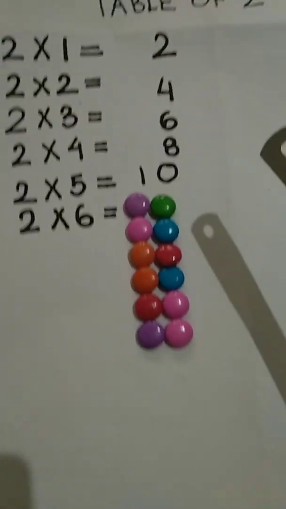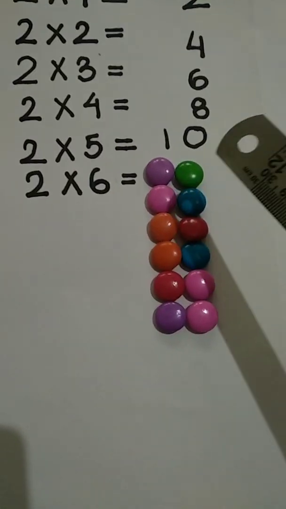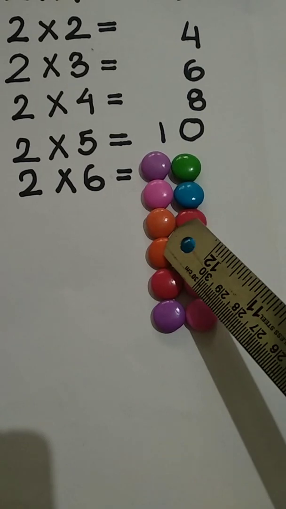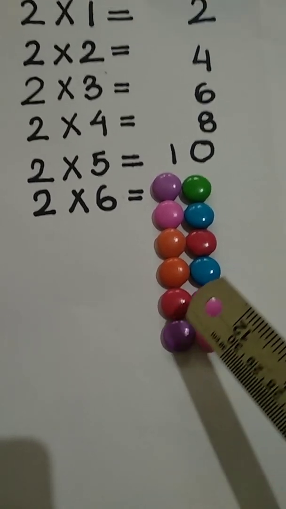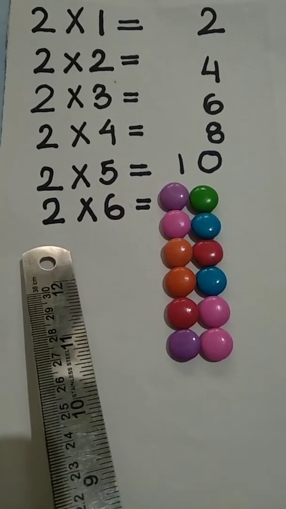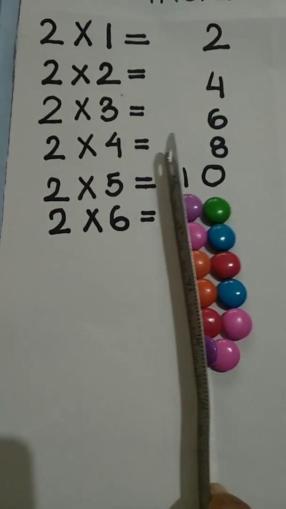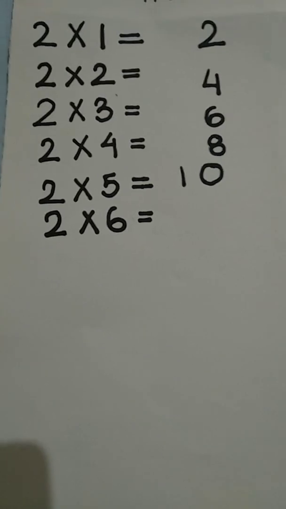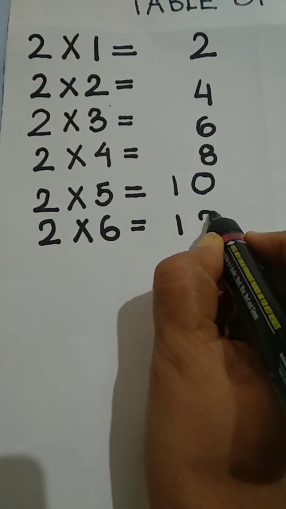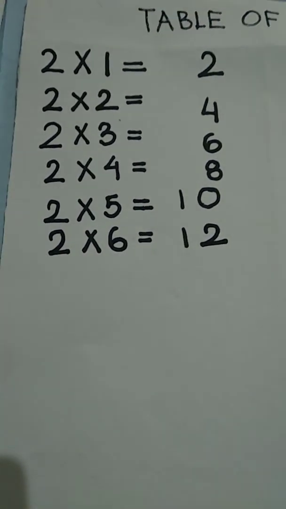Let us count how much is 2 6 times. 1, 2, 3, 4, 5, 6, 7, 8, 9, 10, 11 and 12. So 2 6s are how much? 12. Let us write 12 over here. 2 6s are 12.